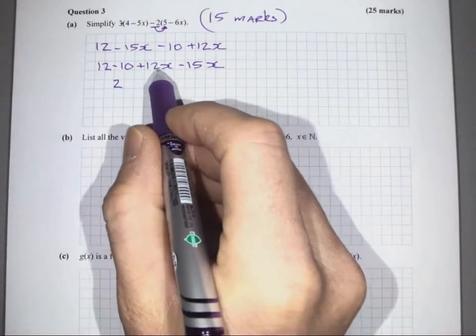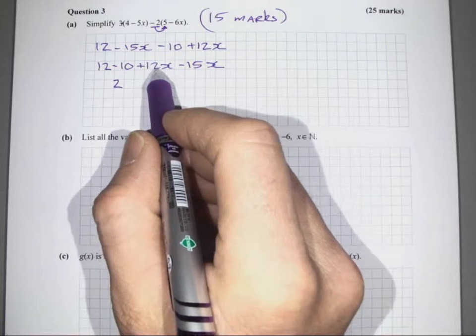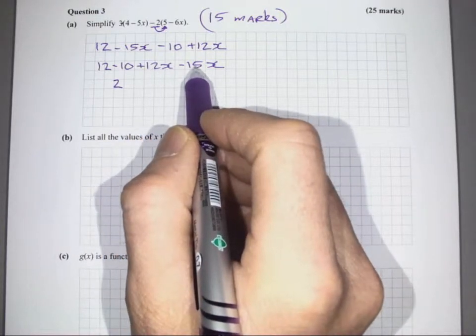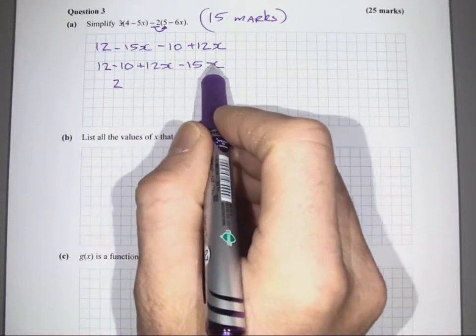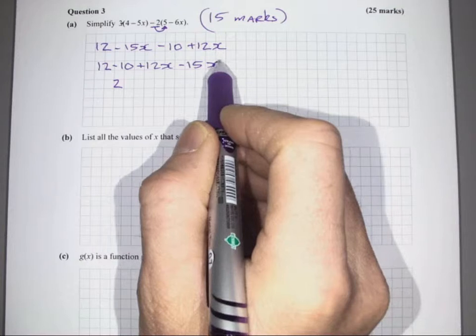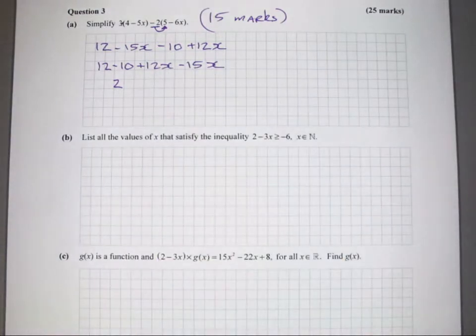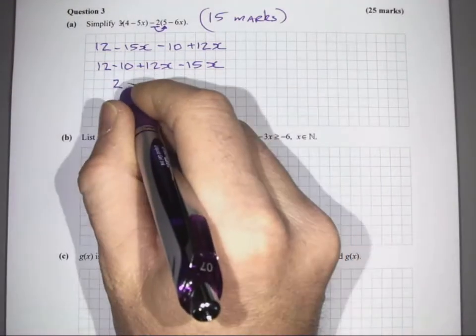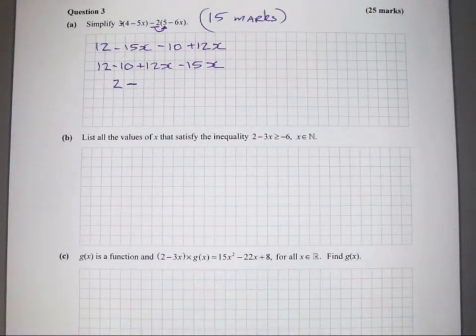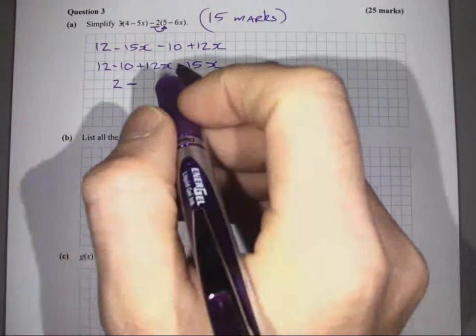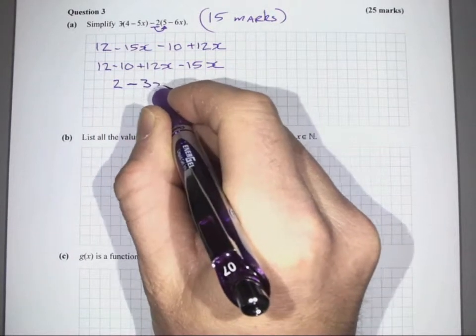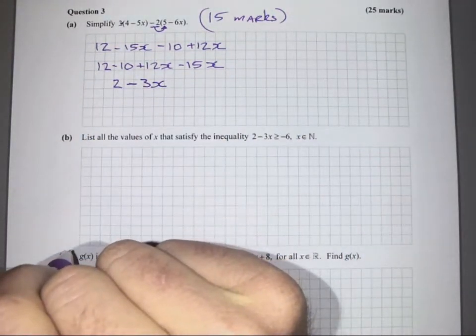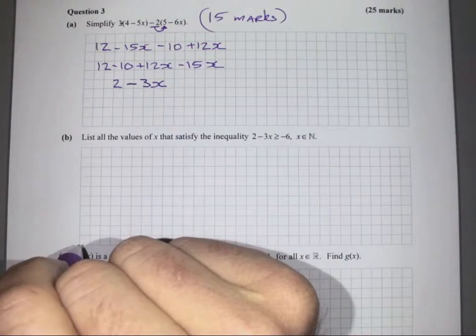And then we can combine these x's together. We have plus 12 and a minus 15. In this case, they are like terms because they have the same power, which is 1, which is not written there. So we can add or subtract them. 1 is positive, 1 is negative. So which one is bigger? The 15 is bigger and it has a negative sign. So the negative is going to win here. And then we can subtract them. 12 from 15 is 3. And we're dealing in x's, so we have 2 minus 3x. And that's it. 15 marks.